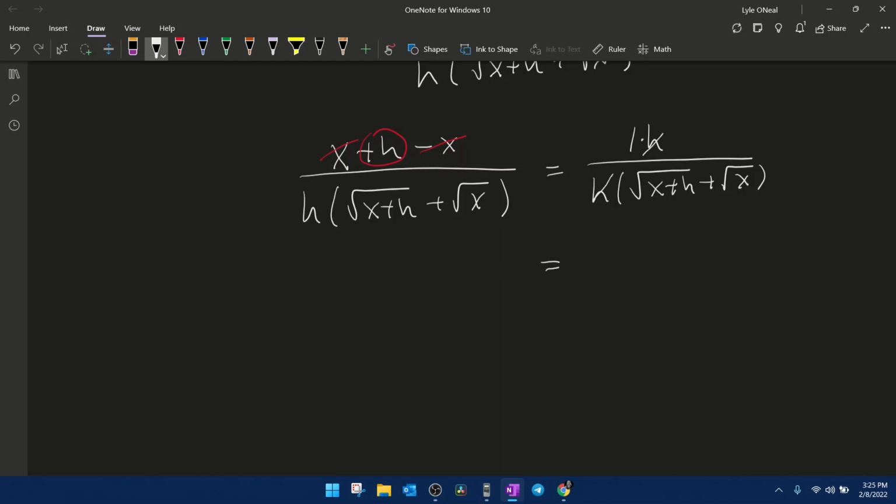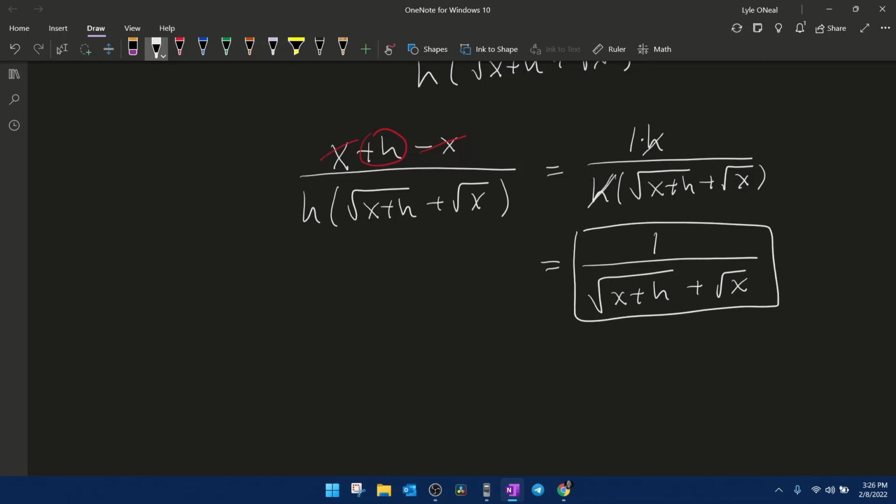Remember I said our ultimate goal is to get the h in the denominator to reduce, to cancel. And we have achieved that objective. So my final answer would be 1 over square root of x plus h plus square root of x. You may not like it, it may look nasty, but that's the answer.